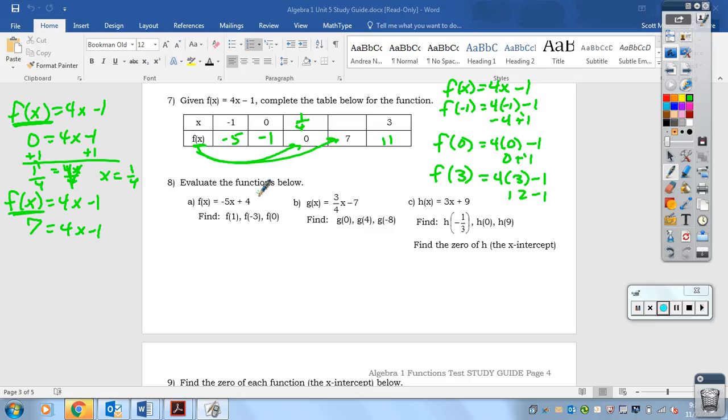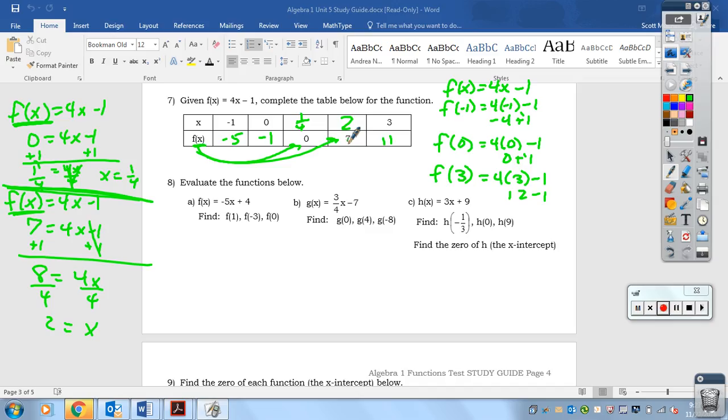Let's do this one. F of x is really 7, so instead of f of x, I put 7. Plus 1, plus 1. 4x equals 8. Divide by 4, divide by 4. X equals 2. So if x were 2, when I plugged in 2, I would get 7 out of it.